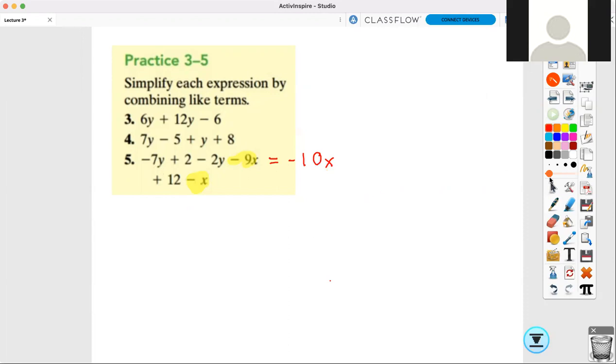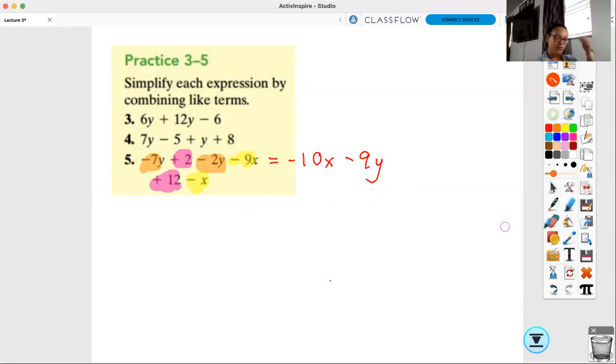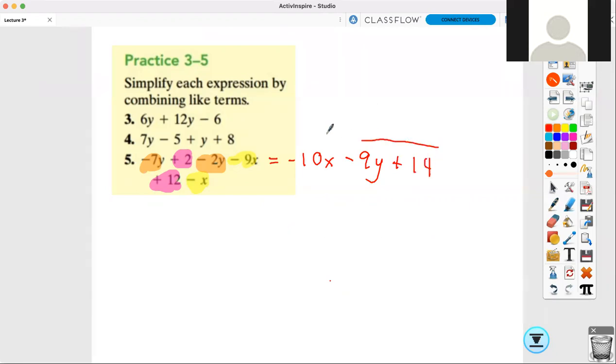Now look at the y values. So we have negative 7y minus 2y. So you owe me 7 and you borrow 2 more. Now you owe me a total of how much? 9. Minus 9y. And then for the last constant term, we can combine what two terms? The 2 and the 12, which gives us 14. And we're done. Does everyone understand the logic behind these things?